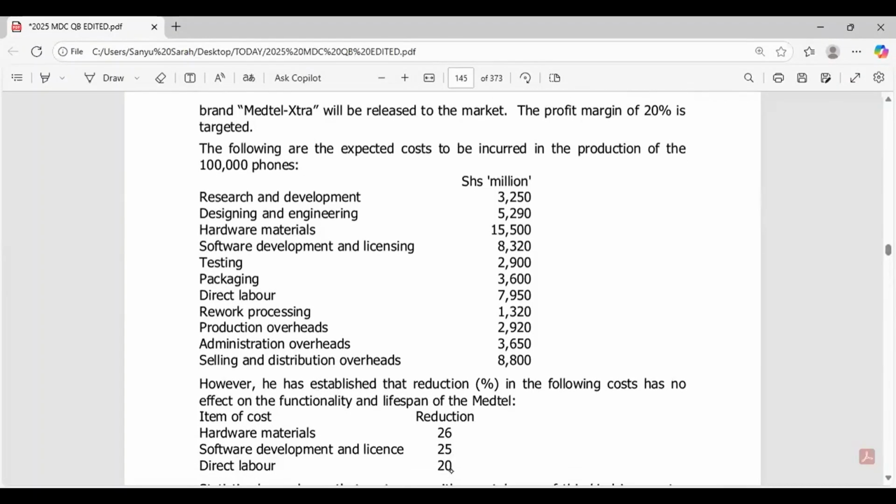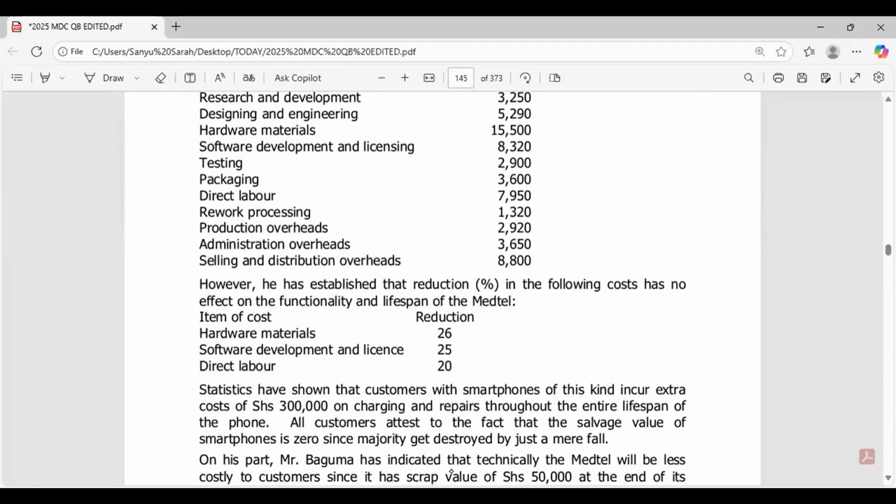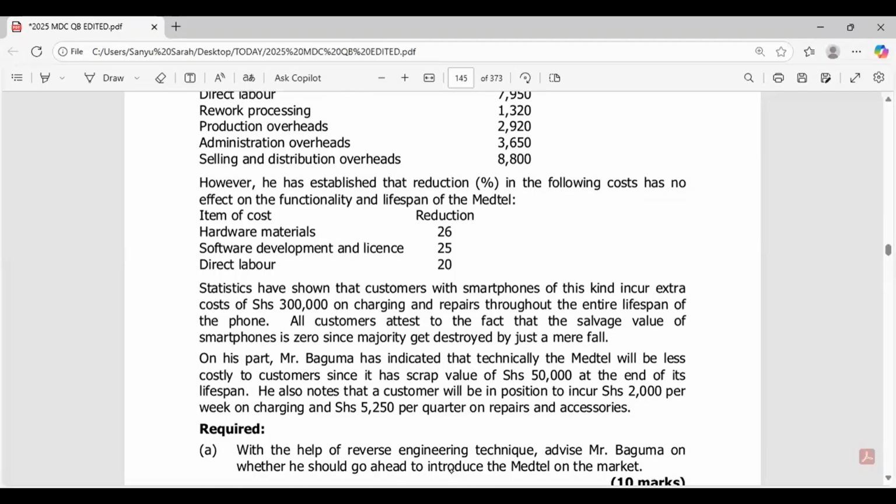The following are the expected costs to be incurred in the production of 100,000 phones, in shillings in millions: research and development, designing and engineering, hardware materials, software development and licensing, testing, packaging, direct labor, rework processing, production overheads, admin overheads, selling and distribution. However, he has established that a reduction in percentage in the following costs has no effect on the functionality and lifespan of the Medtel. So they gave us the item of cost and the reduction in percentage.